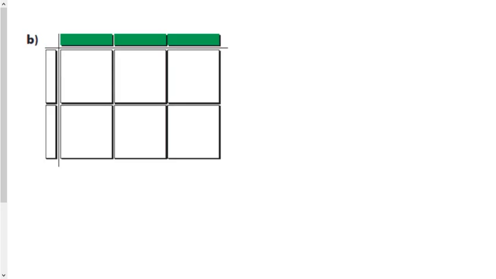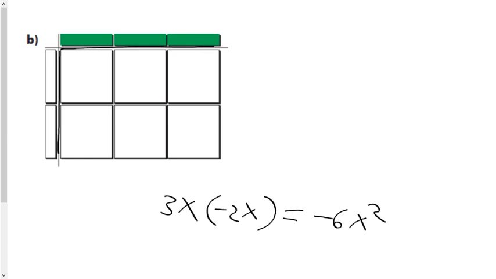Question B, our length and our width. Our length is 3x. Our width is negative 2x. And the area that we can clearly see inside there is negative 6x squared. Where? No, they look, no. Oh, maybe it is. I think it could be the distortion too on my computer screen.